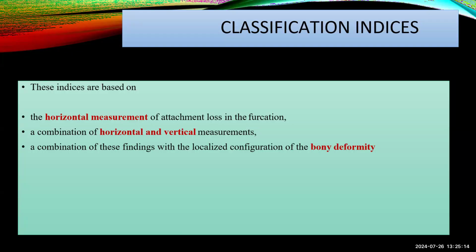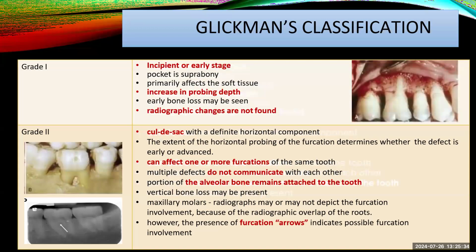Then another important part when diagnosing and managing furcation are the furcation classification indices. These are based on the horizontal measurement of attachment loss in the furcation, a combination of horizontal and vertical measurements, and a combination of these findings with the localized configuration of the bony deformity. So Glickman's classification is the most important classification when diagnosing furcation defects. It has been classified into 4: grade 1, grade 2, grade 3, and grade 4.